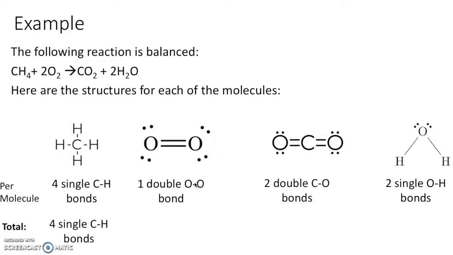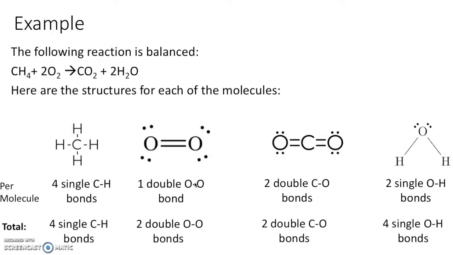So in total, given that our reaction only uses 1 methane, there are a total of 4 single CH bonds. But oxygen, the reaction requires 2 molecules. So since each molecule of oxygen has 1 double oxygen-oxygen bond, in total, there are 2 double oxygen-oxygen bonds. For carbon dioxide, there's only 1 carbon dioxide that's formed in our reaction, so there will be only 2 double carbon-oxygen bonds formed. And finally, water. Originally, per molecule, there are 2 single oxygen-hydrogen bonds, but our reaction shows us that 2 water molecules are made, and therefore there are a total of 4 single oxygen-hydrogen bonds that are formed.